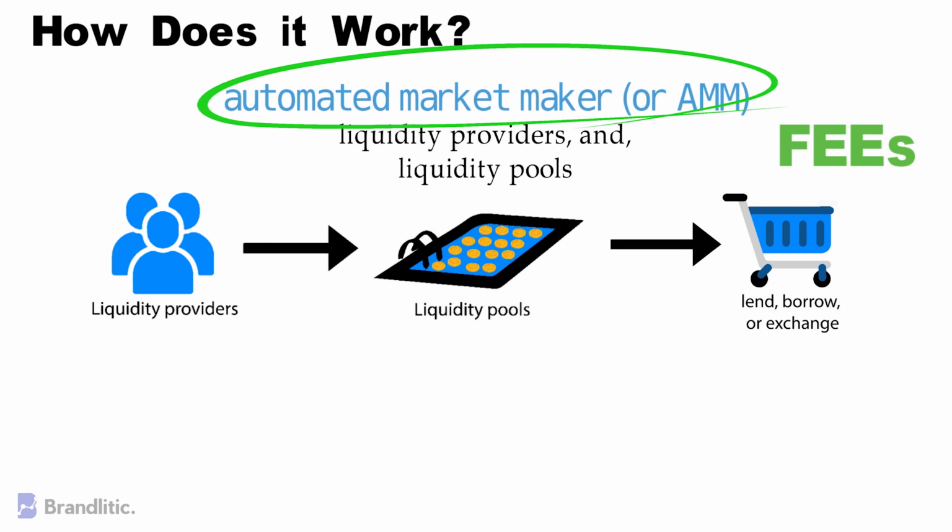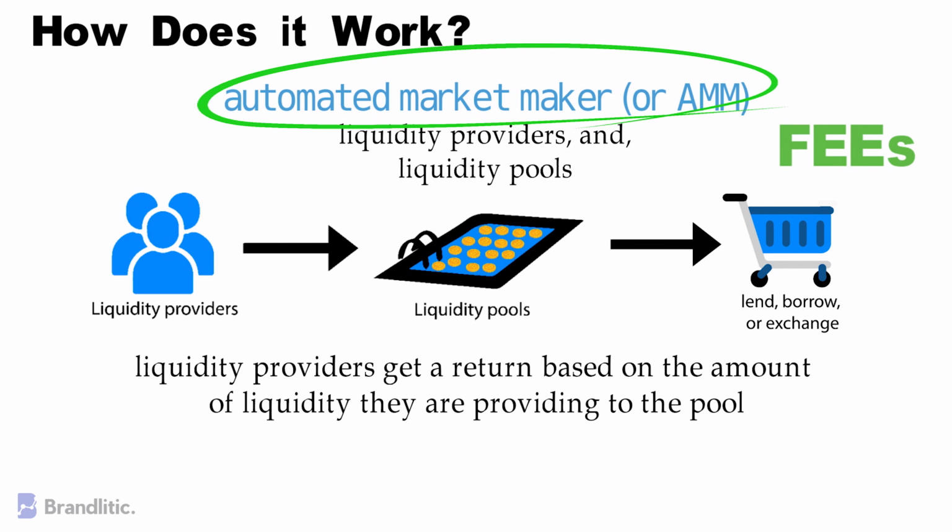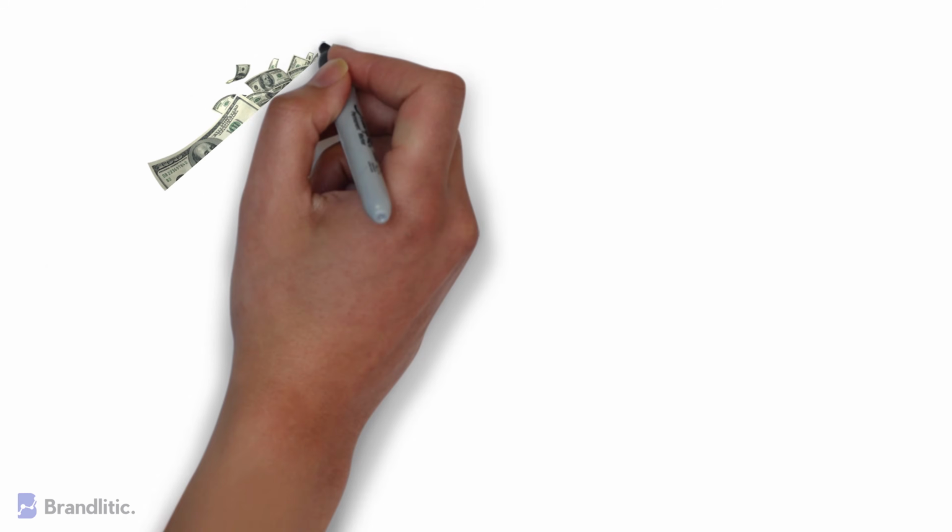Here, the rules of distribution depend on the unique implementation of the protocol. The bottom line is that liquidity providers get a return based on the amount of liquidity they are providing to the pool. The funds deposited are commonly stablecoins pegged to USD, though it is not a general requirement. Some of the most common stablecoins used in DeFi are DAI, USDT, USDC, BUSD, and a few others.